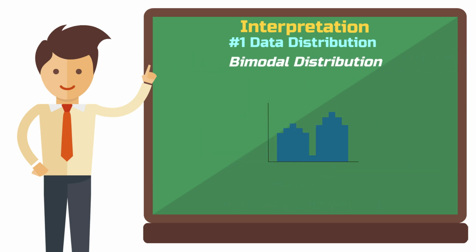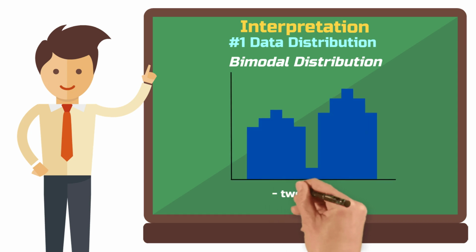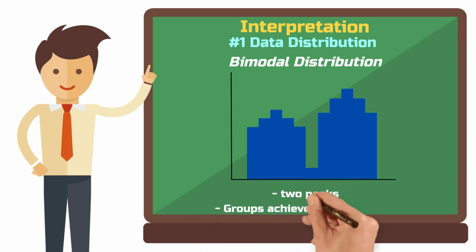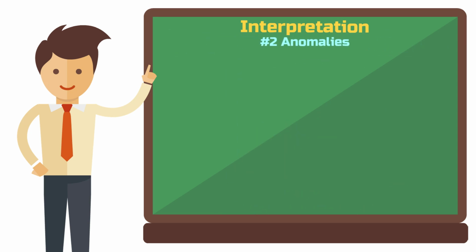A bimodal distribution featuring two peaks may indicate the presence of two distinct groups. For example, in a class attended by both first-year and advanced students, two peaks might suggest that each group tends to score differently.